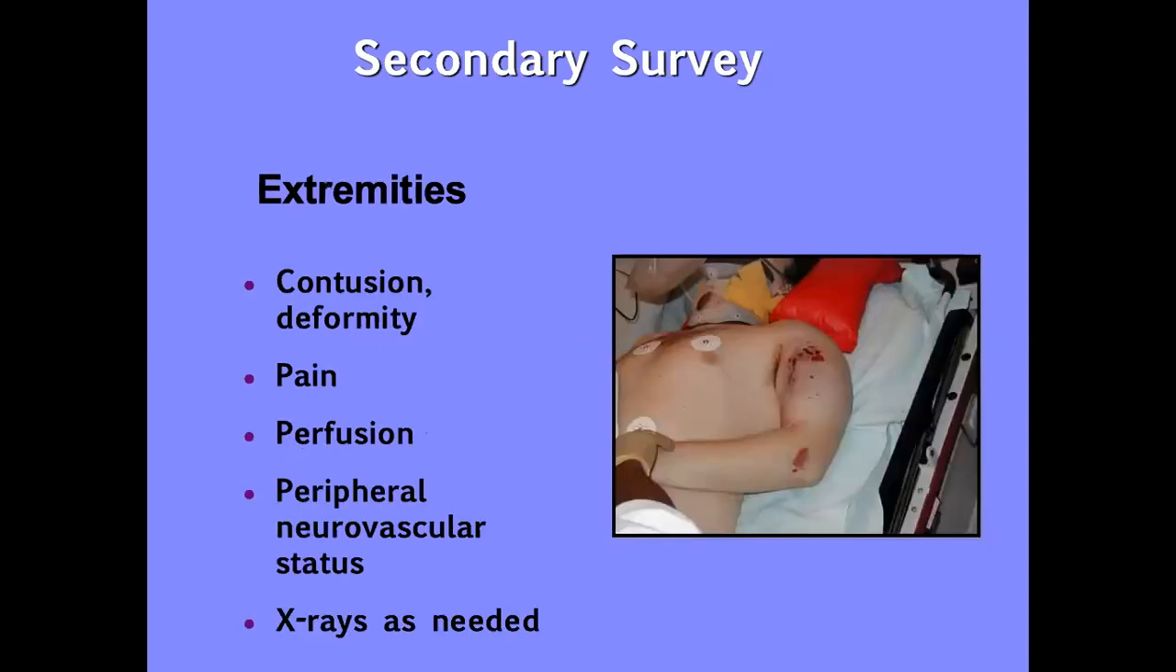Then in the secondary survey for extremities, look for any contusion or deformity, pain or perfusion problem, and then peripheral vessels have to be checked. So there are two things which are of concern to us in peripheral fractures or the long bone fractures. One is the neurovascular deficits. So you have to check for the capillary filling of the distal part as well as the pulses. And then also check for the neural status, so in terms of power or sensation in that particular part.